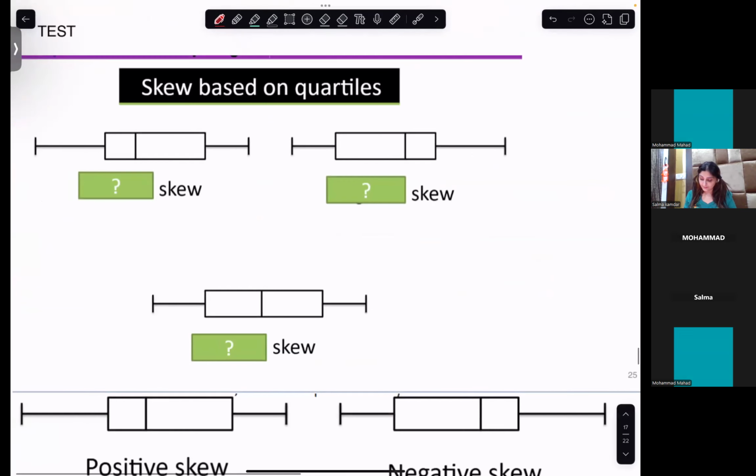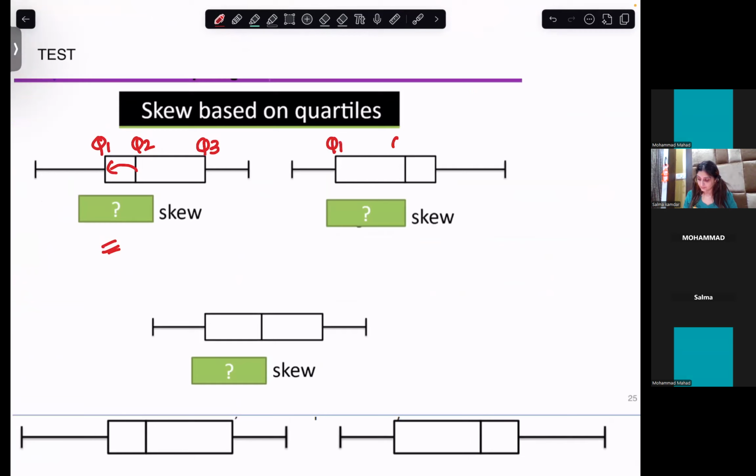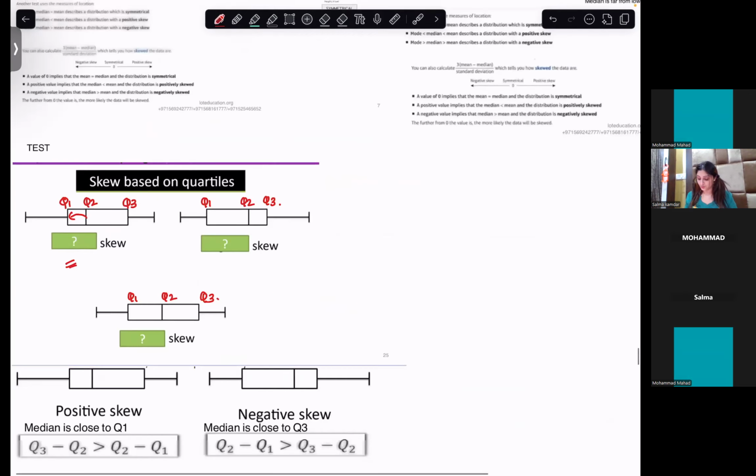Answer this question. Since the median is closer to Q1, it's positively skewed. In the second one, the median is closer to Q3, so it's negatively skewed. And in the third example it looks like it's symmetrically placed, which means there is no skew.